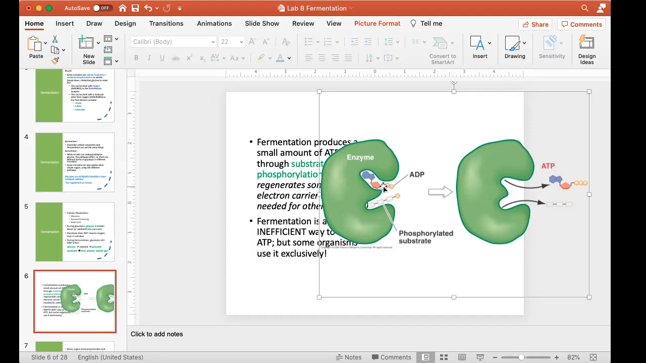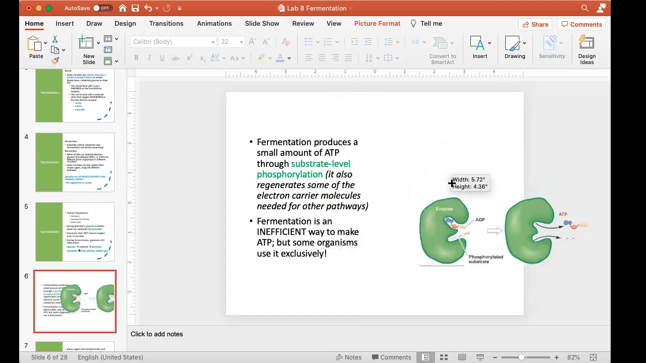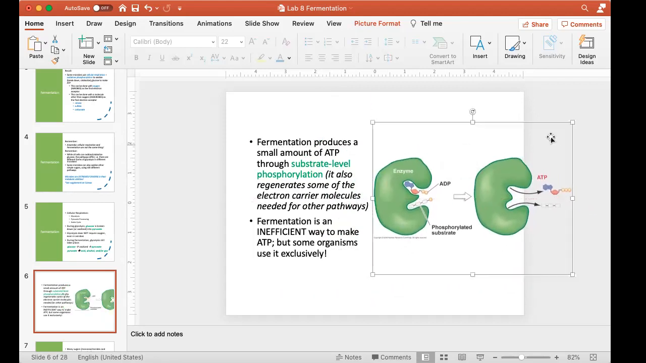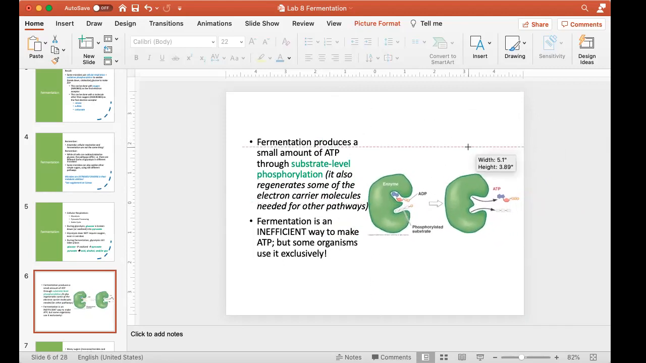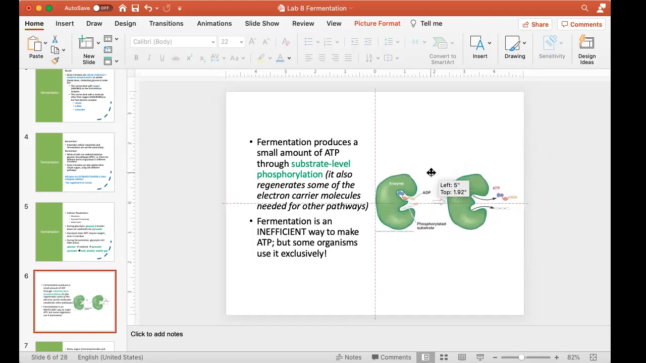There are 2 phosphate groups, 2 yellow circles on ADP. The enzyme's going to take this yellow circle off the substrate and add it on to the ADP. So now there are 3 yellow circles, and now we have ATP, adenosine triphosphate. It's an inefficient process. In other words, each time that enzyme catalyzes that reaction, you get 1 ATP made. Very, very inefficient. It's not a great way to make ATP, but it does make ATP. And that ATP is useful to the organism. Substrate level phosphorylation.